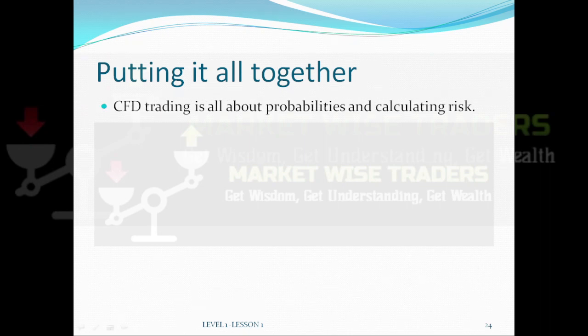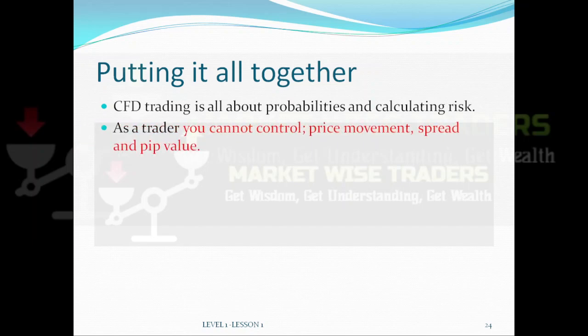By now, after having gone through this entire playlist, or if you've jumped right to this one, you should understand what CFD trading is all about. Contract for difference is all about probabilities and calculating risk, and it's more about yourself than it is about the market. What you always have to know is that as a trader, you cannot control price movement. You cannot control spread, and you cannot control the pip value. But most important, you cannot control price movement. You can't control the market. You have to know this every time you enter a trade.